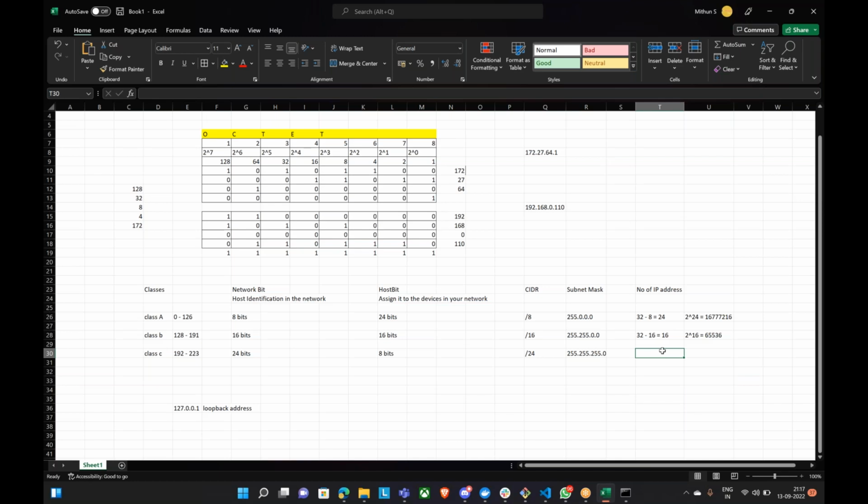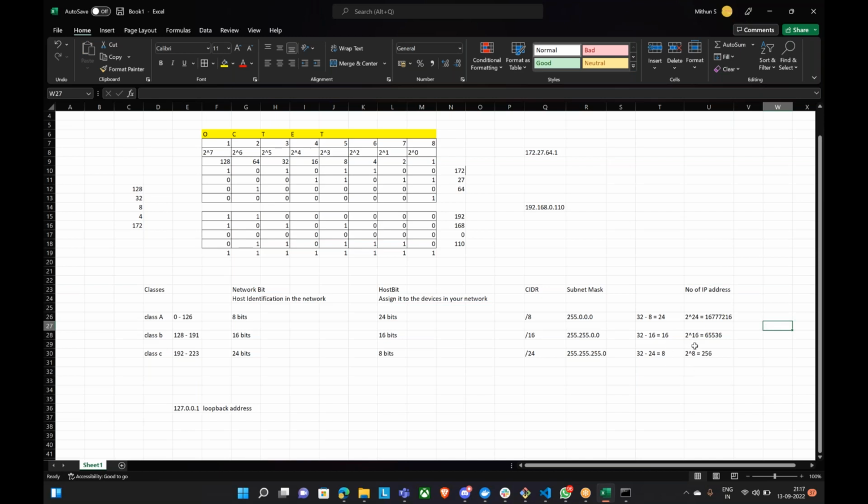Then the last one, the class C, same way: 32 minus 24, which is 8. So what is 2 power 8? It is equal to 256 IP addresses. So the number of IP addresses is based on this calculation.